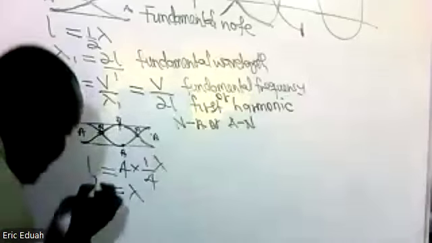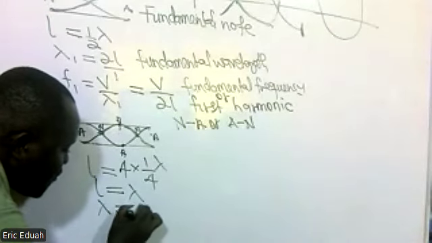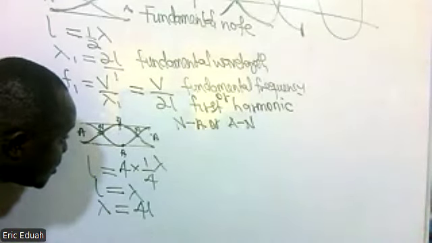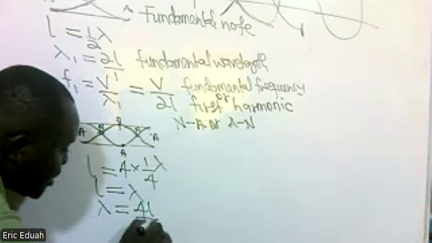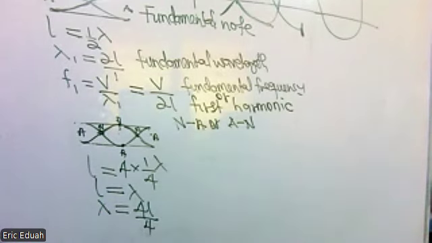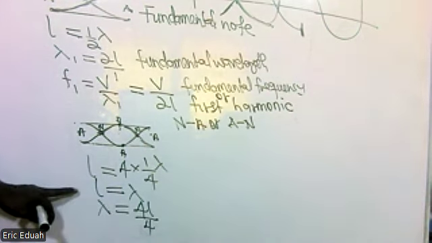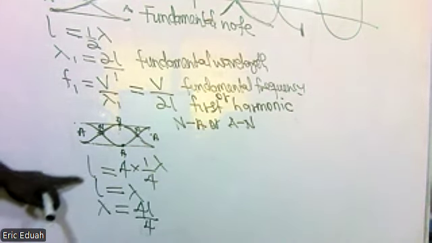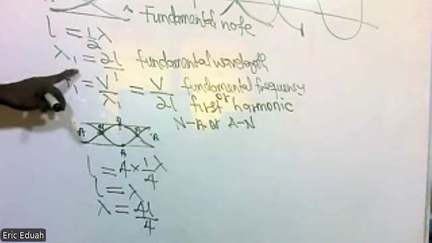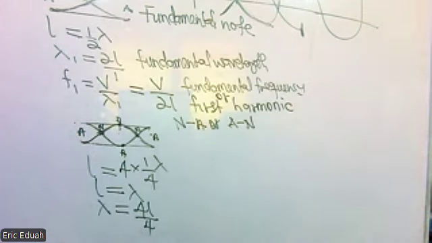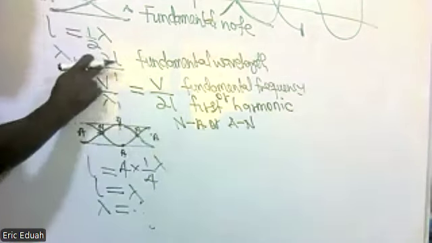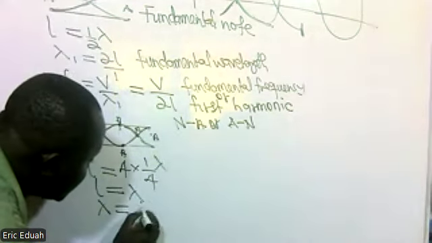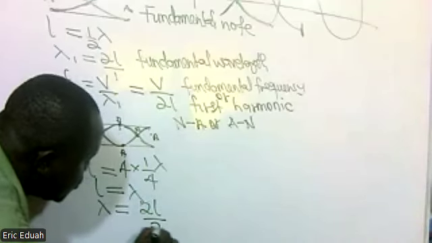So lambda here is equal to 4L on 4. Is that 4L on 4? So lambda is equal to... where is the first one? The first one is this. Okay, so it will be 2L. That's not wrong, but we want to create it to look like this. So 2L on 2.